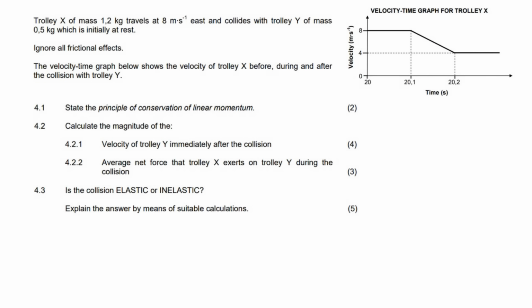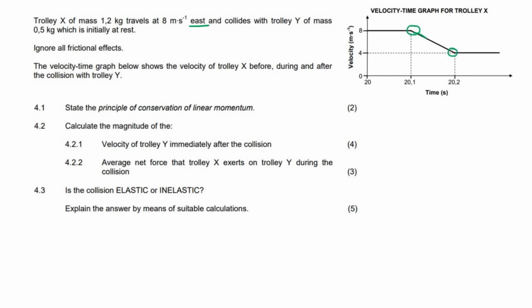Trolley X of mass 1.2 kilograms travels at 8 meters per second east and collides with trolley Y, which is initially at rest. Ignore all friction effects. The velocity-time graph below, or I've put it over there, shows the velocity of trolley X during and after the collision. Okay, so let's have a look here. This trolley was traveling at 8 meters per second, and they said that that was to the east. So east is positive on this graph. They're making east positive.